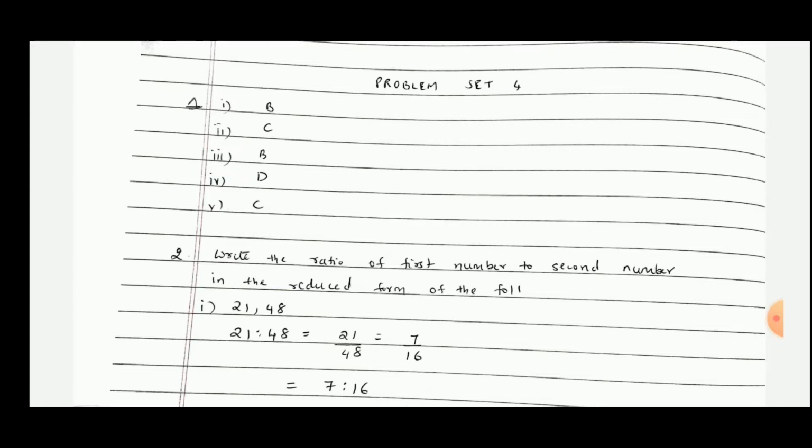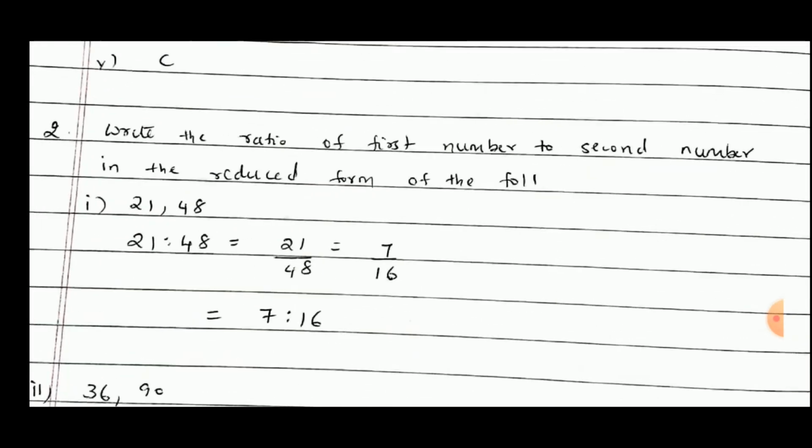What is the mean proportional of 4 and 5? So we let the mean proportional be b. So b square is equal to 4 into 25, that is 100. So b will be equal to square root of 100, that is 10. Now for the following numbers, write the ratio of the first number to the second in the reduced form. 21 upon 48 is equal to 7 upon 16.